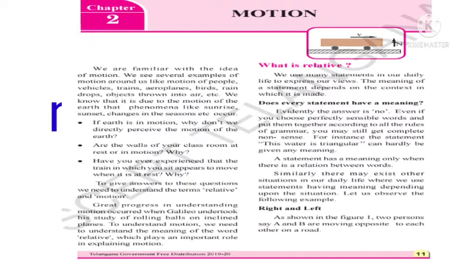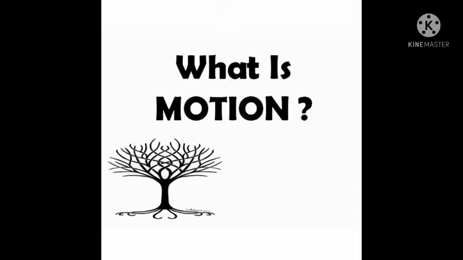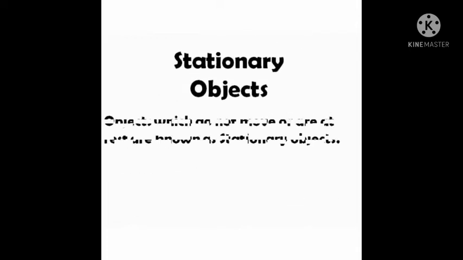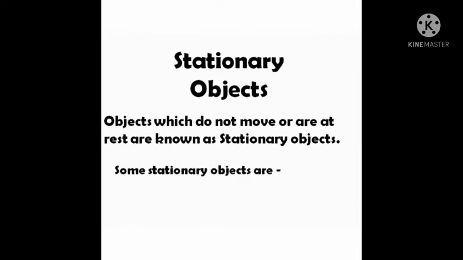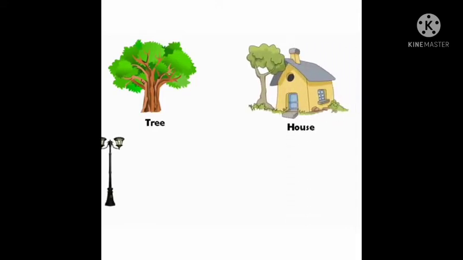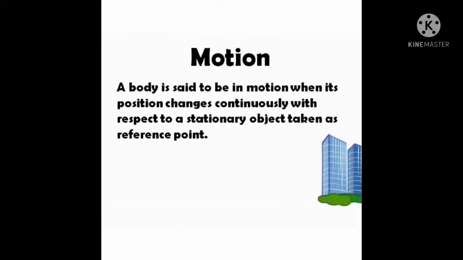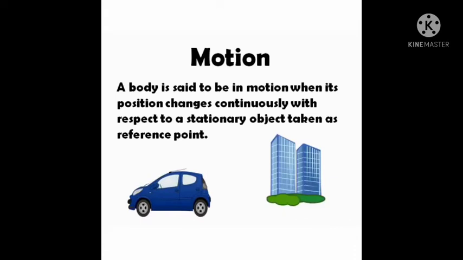Now we will see what is motion. This is page number 11 of your textbook, my dear children. In order to study motion, first we need to know what a stationary object is, that is, not in motion. Stationary means not in motion. A tree, your house, a street light or some monuments are always stationary. That means they are not moving, their position is not changing.